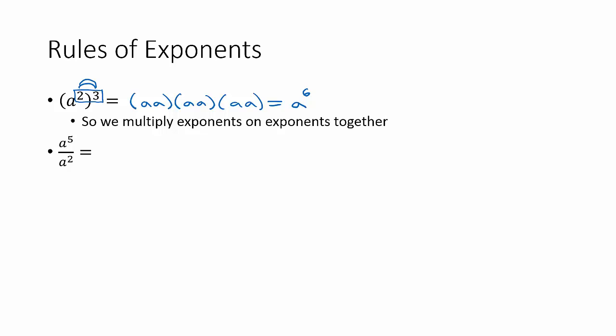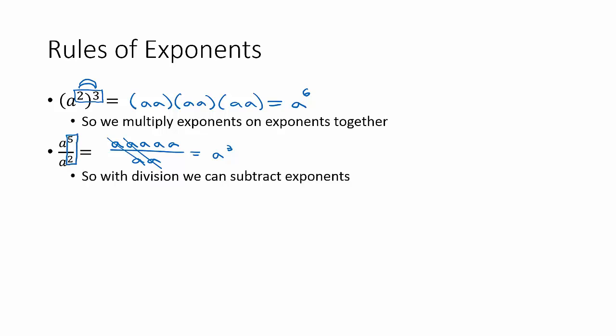Another important property is if we were dividing exponents, we've got a to the 5th. That means there's 5 a's in the numerator, and a squared, there's 2 a's in the denominator. Well, 2 of them are going to divide out, and we're just left with a cubed. And so we see with division, with the 5 and 2, we could have just subtracted those exponents, and we would have ended up with the a cubed. So division, we subtract exponents.